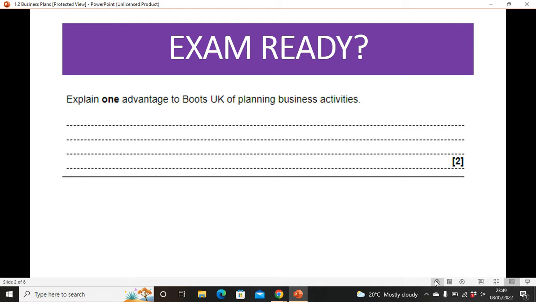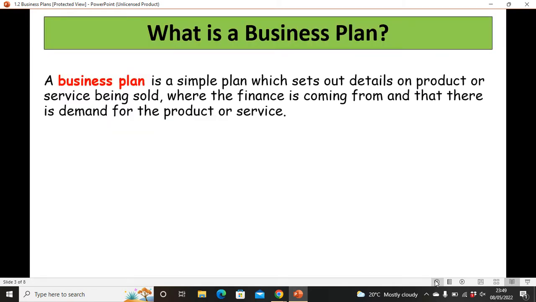Now, obviously, Boots UK is very specific to Boots, so that's where you're going to need your application, which we'll go through at the end of this PowerPoint. But first, what you might need to know is what a business plan is. Quite simply put, a business plan is a simple plan which sets out details on the product or service being sold, where the finance is coming from, and that there is a demand for the product or service.